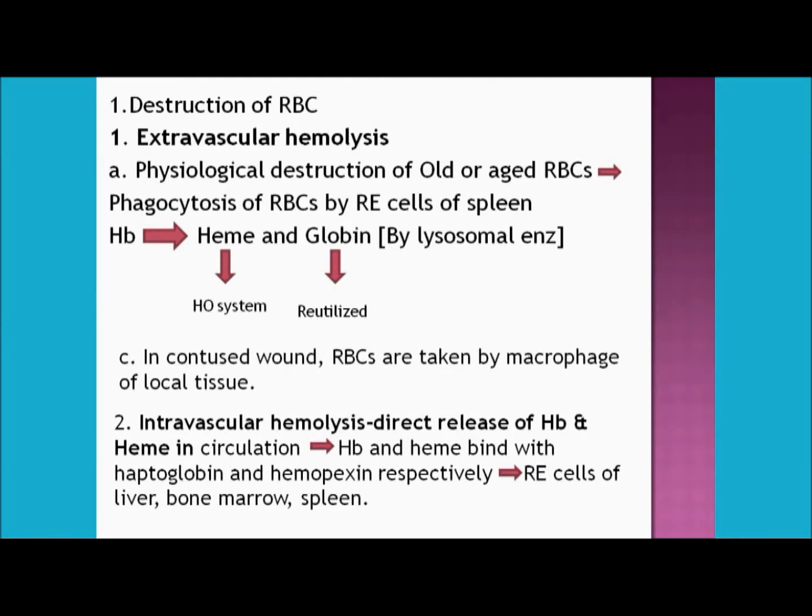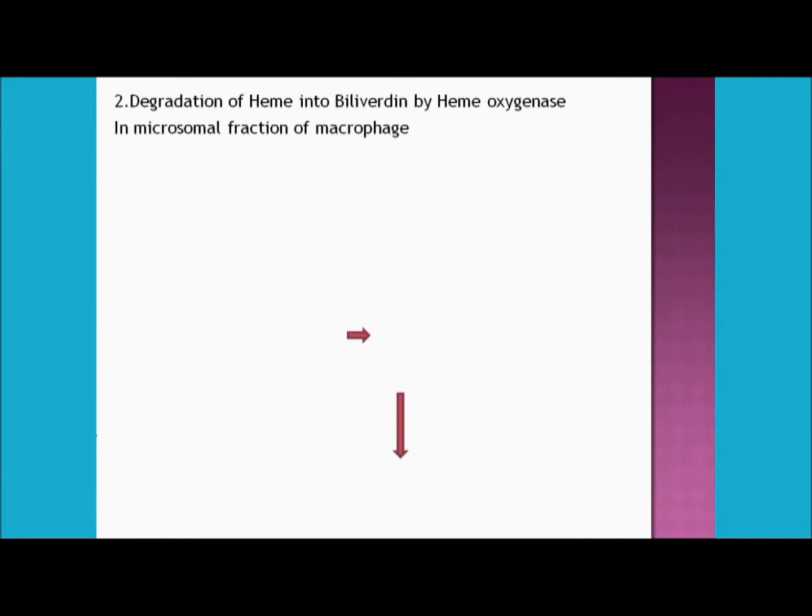The next one is intravascular hemolysis, the direct release of hemoglobin and heme into the circulation. Now what actually happens is that the hemoglobin and the heme bind with haptoglobin and hemopexin respectively, and come to the reticuloendothelial cells of the liver, bone marrow, and the spleen. So in these two ways, the RBCs are utilized for the production of heme, or you can say bilirubin.